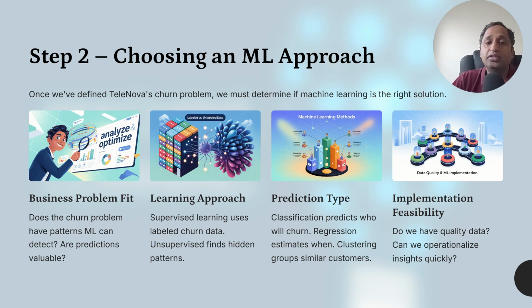Third, we consider the prediction type. There are different prediction types. I'm going to talk more about this in the coming slides. Number one is classification, which helps us to predict who will churn. For example, is this customer going to churn, yes or no. Then another prediction type is regression, that can help to estimate when a customer might churn, right? And clustering can help us to find natural groups, like casual versus heavy users, which can enhance the personalization or retention strategy.